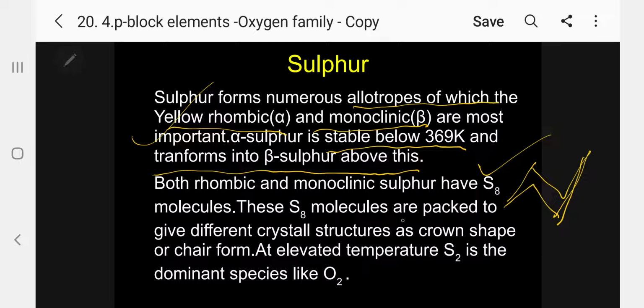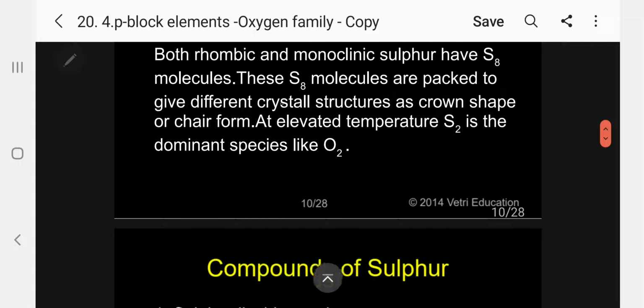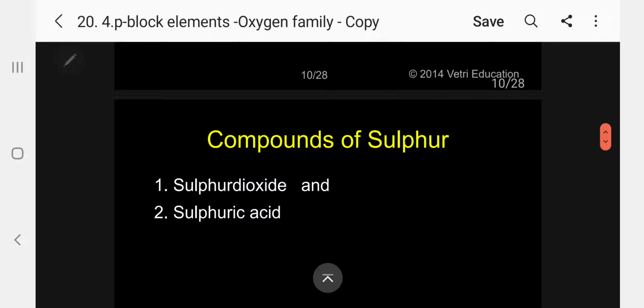These S8 molecules are packed to give different crystal structures, such as the ground shape or chair form. At elevated temperature, S2 is the dominant species, like O2. So this is regarding sulfur. Let me come to sulfur dioxide and sulfuric acid, which I have to discuss.